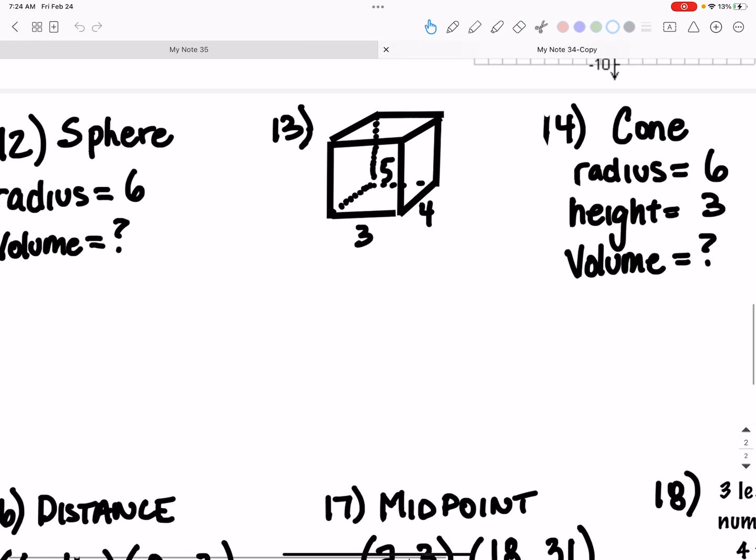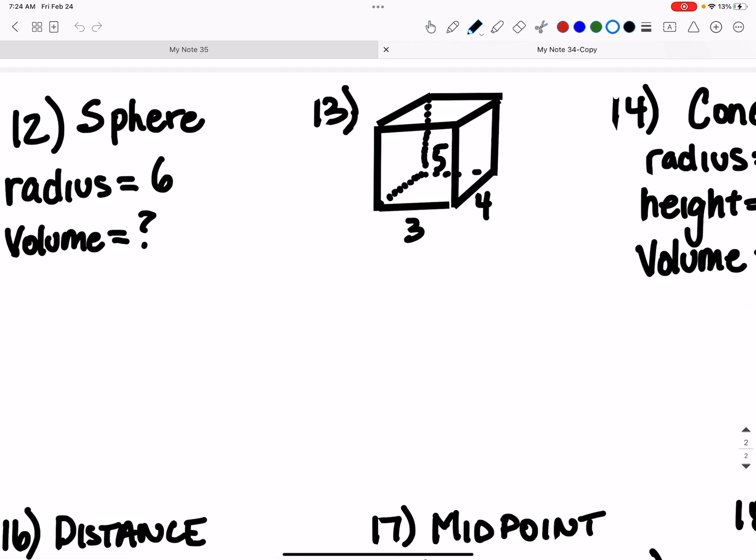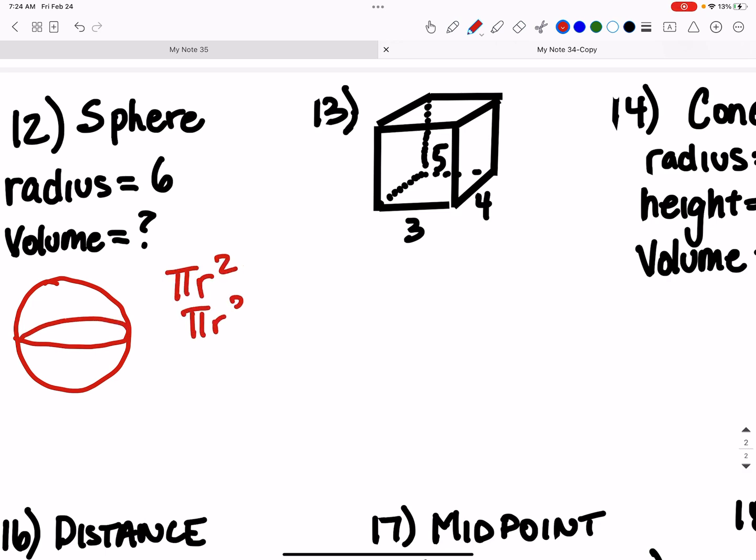Okay, guys, here's the back. A sphere is a 3D circle. So we take a circle, and we make it 3D and we add that fraction on the front.